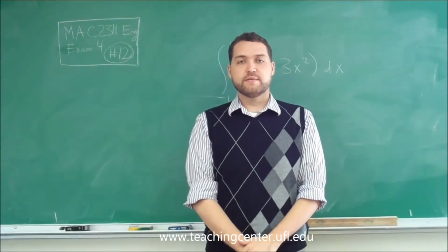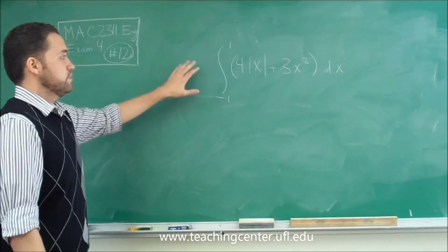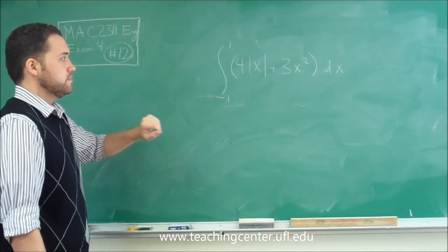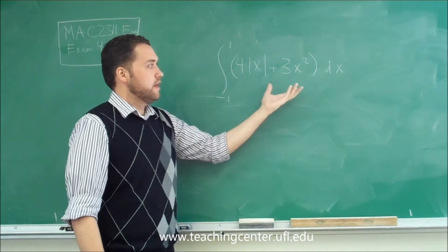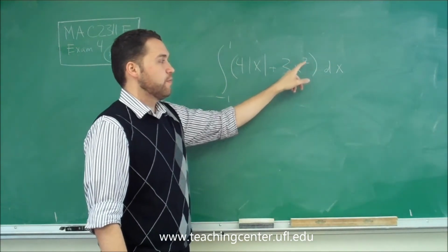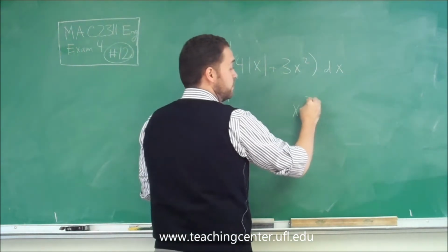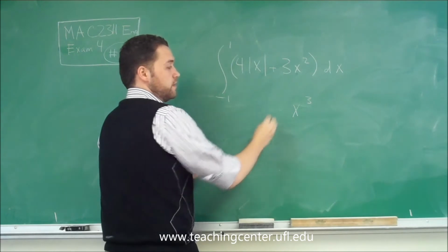2311 for engineers. Exam number 4, problem number 12. In this question, they ask you just to take the integral of this. The 3x squared isn't anything new. We could just do a little power rule to that, increase by 1 and divide. So this is going to become just x cubed, because the 3's cancel out.